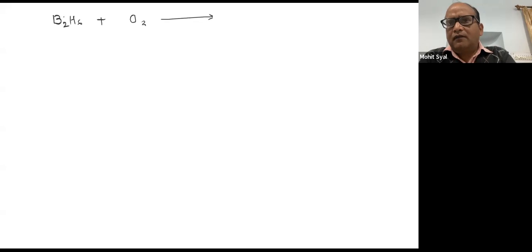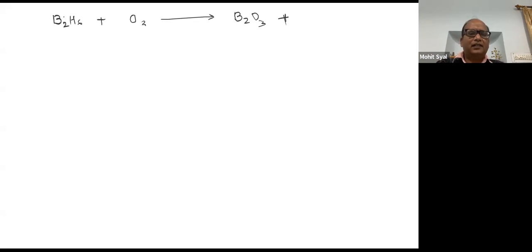Now another thing is, what will be the reaction with oxygen? It will burn and it will form B2O3. So B2O3 will form, and this B2O3 is boron oxide. It is the burning of B2H6, just like ethane. What is the formula for ethane? Tell me, Fatima. Ethane is C2H6. So if ethane is C2H6, borane is B2H6. But there is a difference.